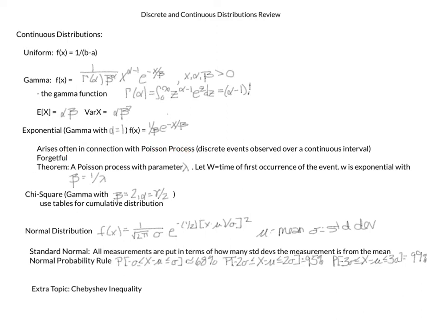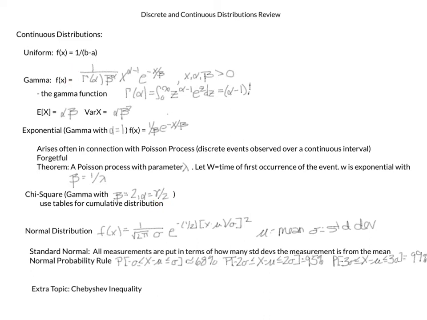It's forgetful also. So according to this theorem, for a Poisson process with parameter lambda, we can let w equal the time of the first occurrence of the event. So w is exponential with beta equals 1 over lambda. So here's our formula. This lambda is our Poisson parameter, and with the Poisson process now, we have a probability of w being the time of the first occurrence. Chi-square is a gamma with beta equal to 2.